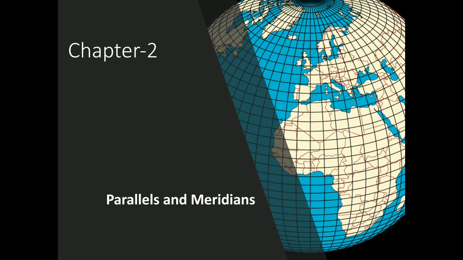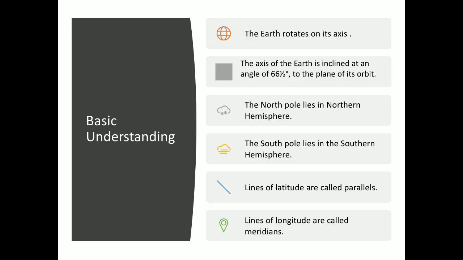Can you see this figure? From this figure, you can guess this. We are talking about parallels and meridians on the earth. Although they are nothing, they are imaginary lines. So let's have some basic understanding about it.